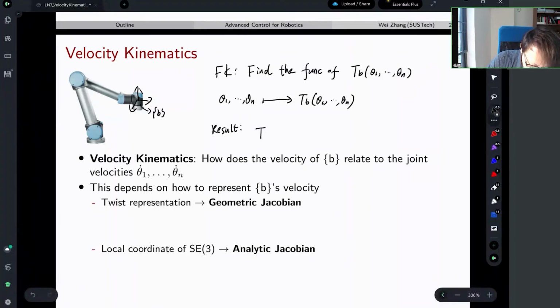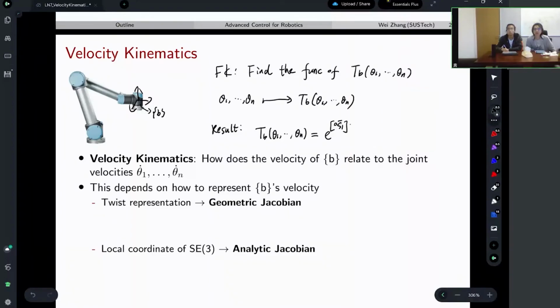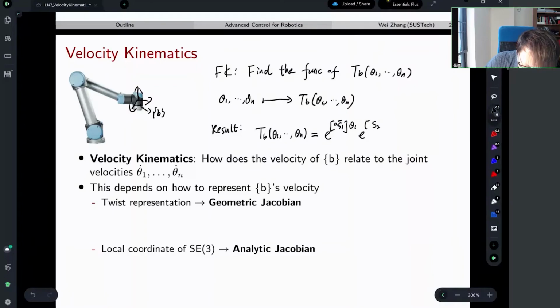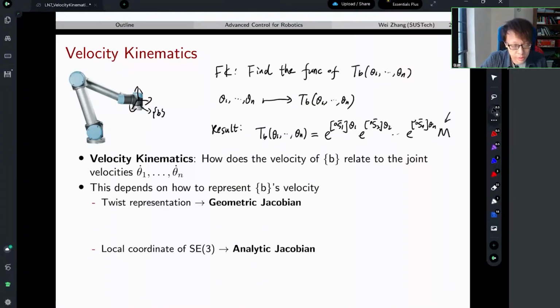Liu Ben, what's the result? Can you write down the formula for the pose of B? Yeah, it's e to the twist 1 theta 1. Okay, all right, that's fine. Let me finish that for you: e to the S2 bar theta 2, all the way to e to the Sn bar theta n, times M, where M is the initial pose, the pose when all the thetas are 0. You can define the home position or initial pose of the joints in any way you want. The key is that it's a multiplication of several matrix exponentials.